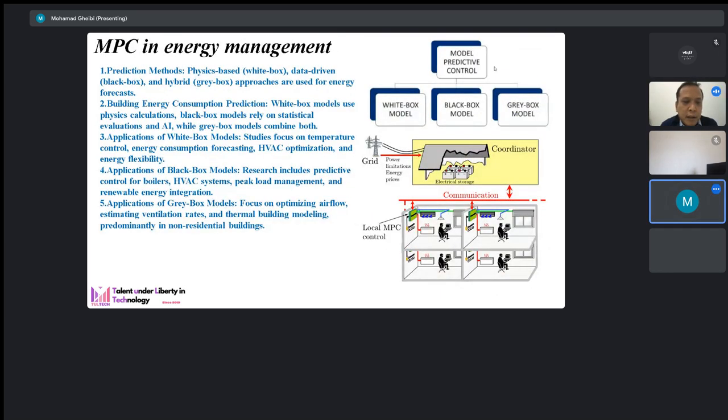Next slide, six. So let's take, okay. Model predictive control, MPC, elaborates on various aspects related to prediction methods and their applications.